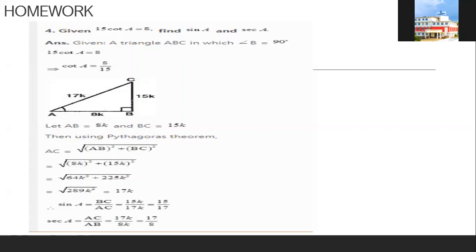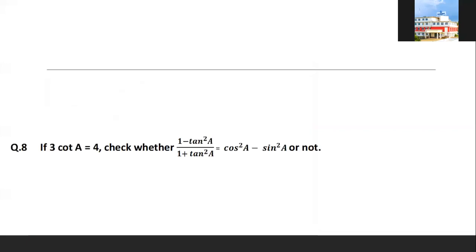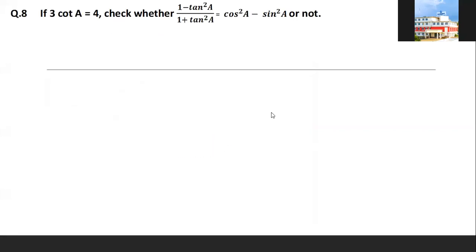Eighth one. Next one, children. So 8th question. Am I audible to everyone? Yes, ma'am. Okay. 8th question. Same thing like what we have learned in the 4th question. See, both are almost related.